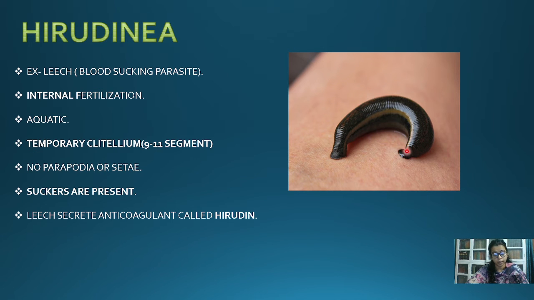One more important thing, they have suckers present. What is the role of the suckers? For sucking the blood. And one more important thing, the leech secretes an anticoagulant called hirudin. Hirudin is an anticoagulant which is secreted by it. If they see any type of danger or any prey attacks them, then they secrete a certain anticoagulant substance known as hirudin.